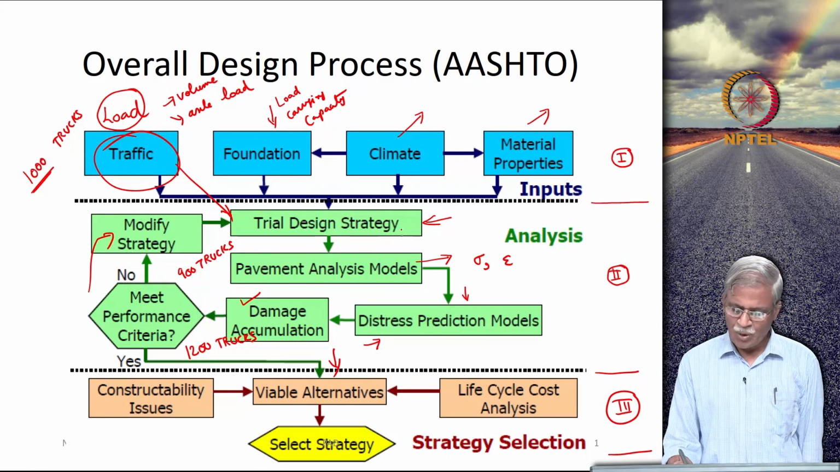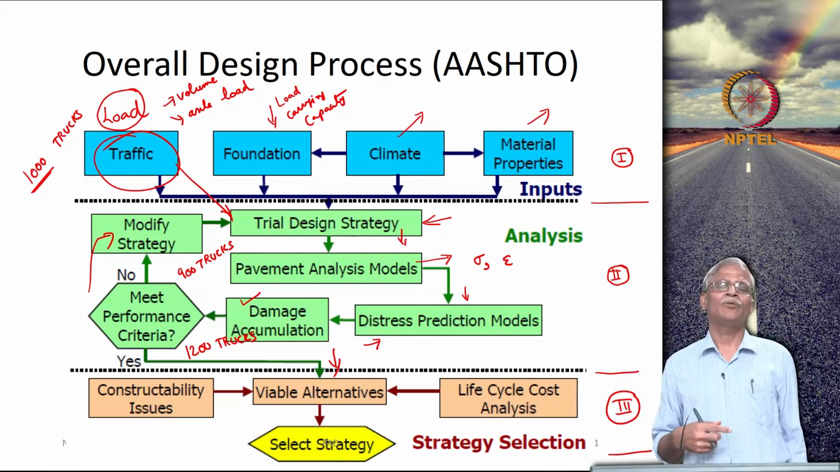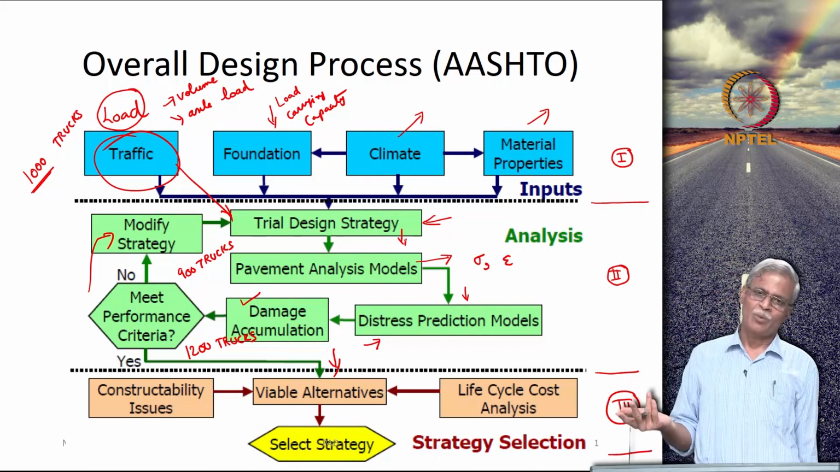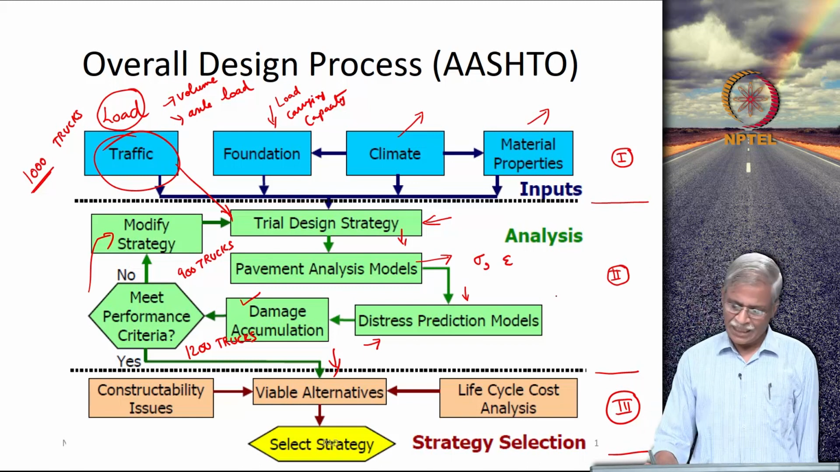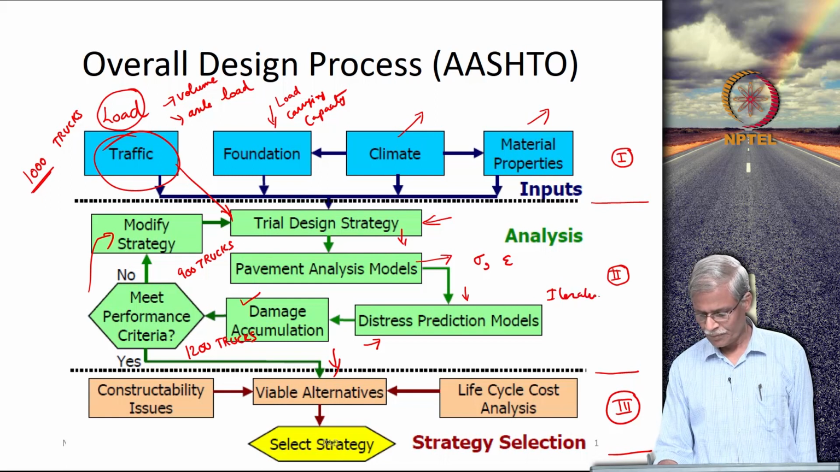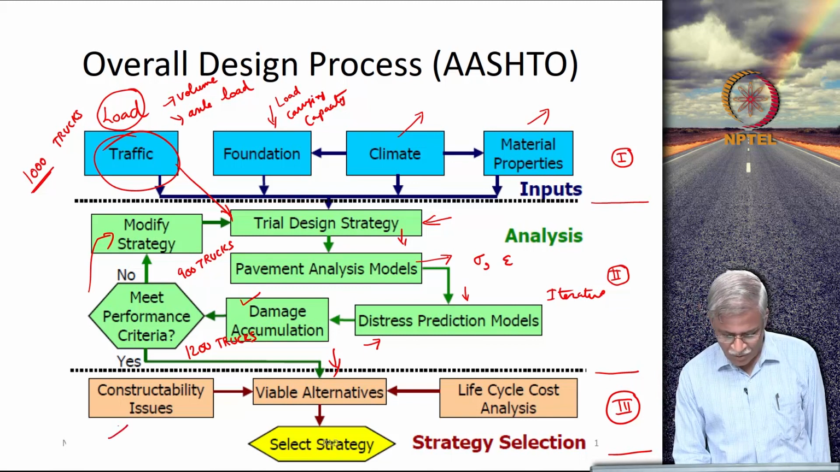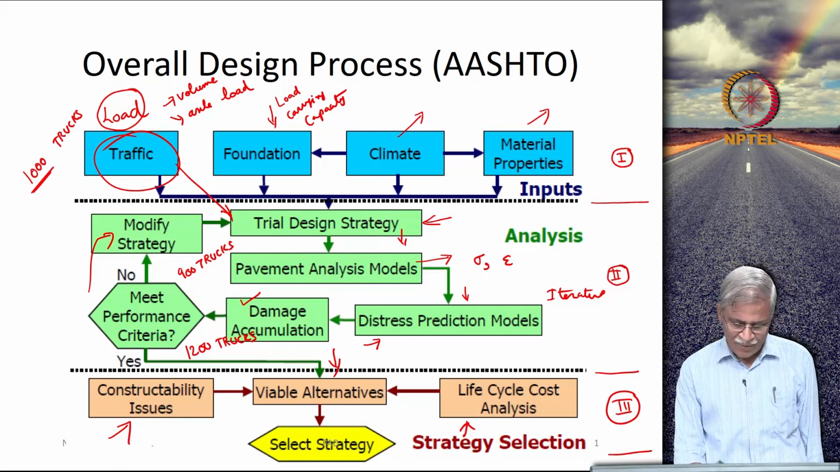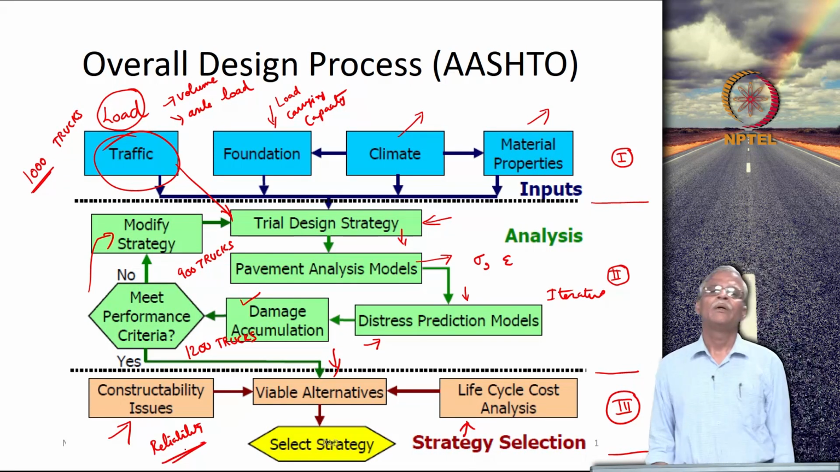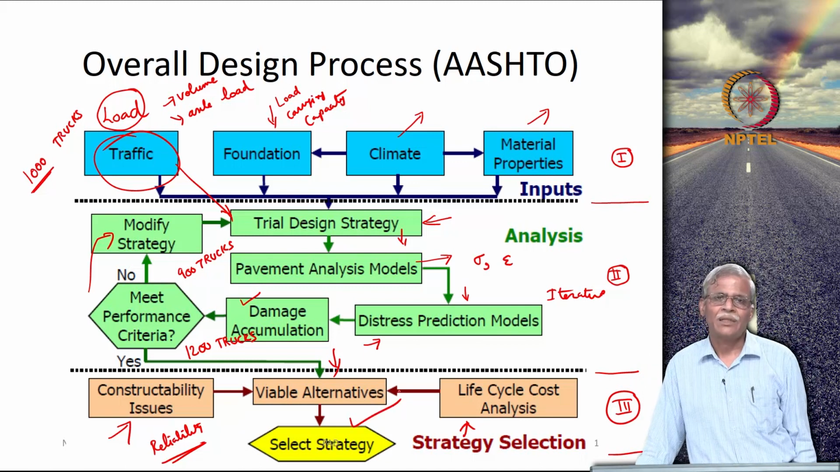So, you probably increase the thickness, or you increase the modulus value of the constituent layer by using, let us say, polymer modified bitumen or anything like that, and then you come to the next stage. This is an iterative process, as can be seen, and then you come to the next option. One comes from the constructability issue, another comes from the life cycle cost analysis, and I will also talk a little bit about reliability. Using all these factors, you do what is really called the strategy selection.